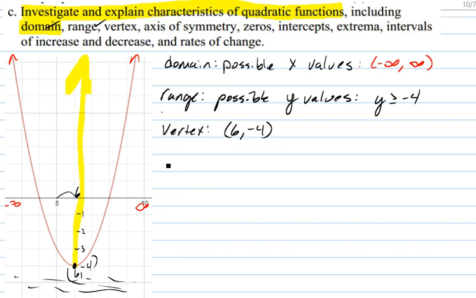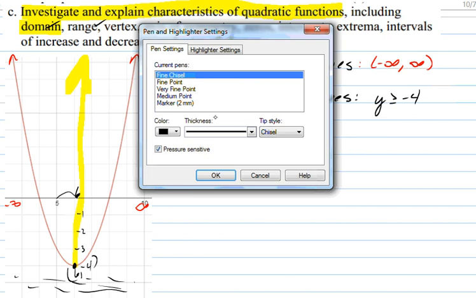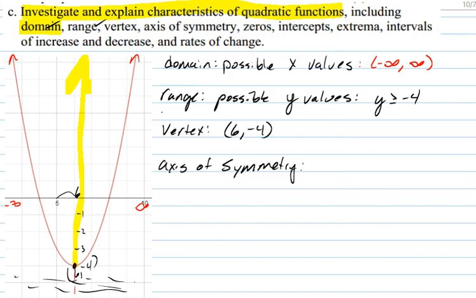Next thing, axis of symmetry. What's really nice about the axis of symmetry is that it is always going to be aligned with your vertex. And so this line here is the line x equals 6 because any point on this line has the value of x equals 6. So my axis of symmetry is x equals 6.